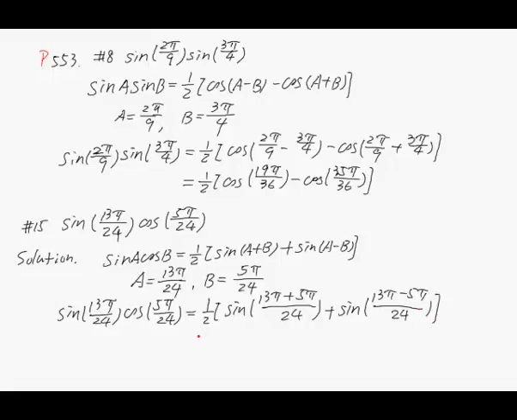And then you simplify, you get 1/2 times sine of, 13 plus 5 you have 18, and 18 divided by 24 you have 3 over 4, so this is 3 pi over 4. You can use a calculator to compute this. And for the second term, you have sine of pi over 3.